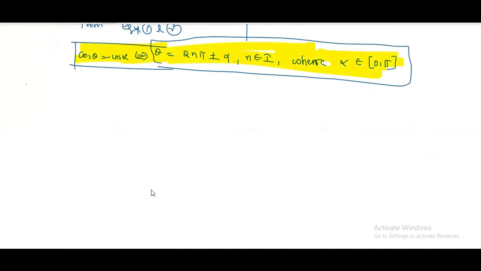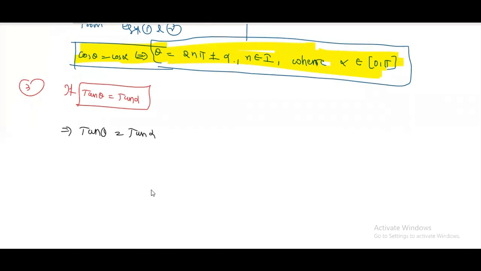Next, the third one: if tan theta is equal to tan alpha, what is the general solution? Let's see here, tan theta is equal to tan alpha, where alpha belongs to the open interval minus pi by 2 to pi by 2.